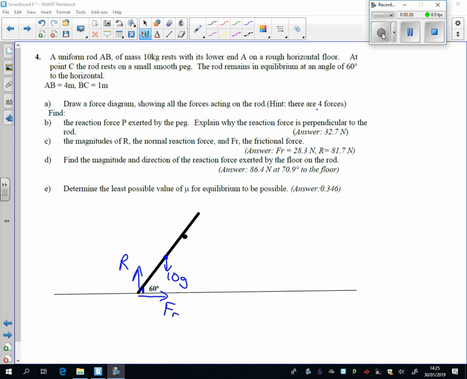That's in the middle of the rod. So does it say how long the rod is? Yes, so we'll work that out in a minute. It tells you that A to B is 4 meters, and so it must be 2 meters to the weight there, another 1 meter to the peg, and 1 meter then at the end.